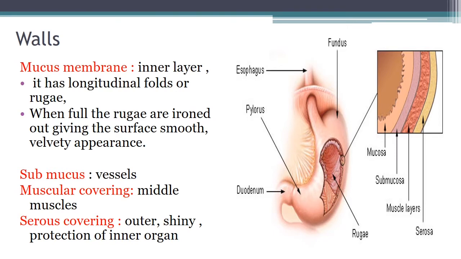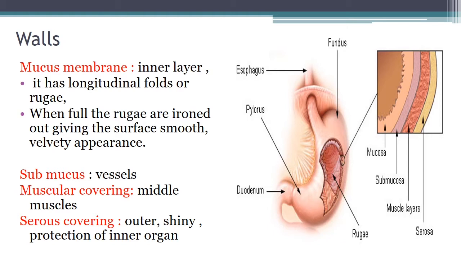Now we will see the walls of the stomach. It is the same as the whole GI system. First one is the mucous membrane, that is the inner layer, then the submucous layer, then muscular layer and the serous layer.